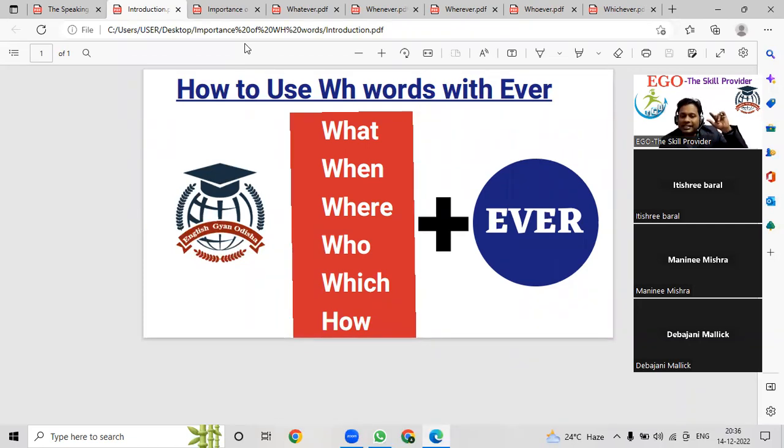So to make a sentence, if you want to make a question, obviously these WH words are very important. Here I missed out why.